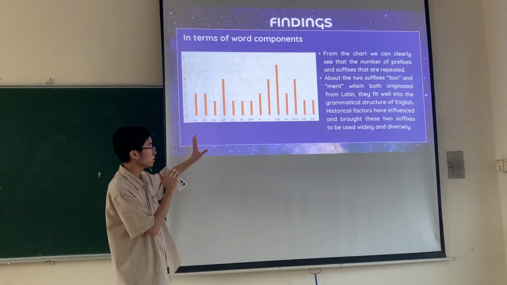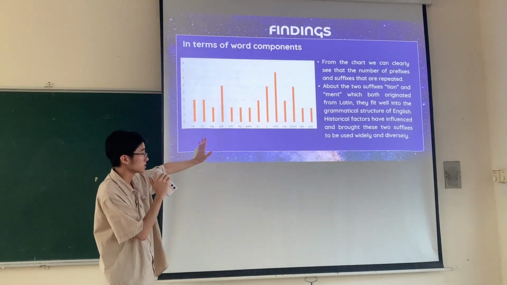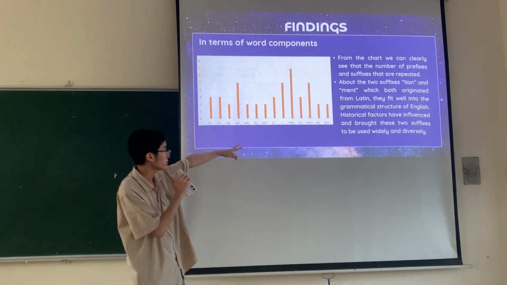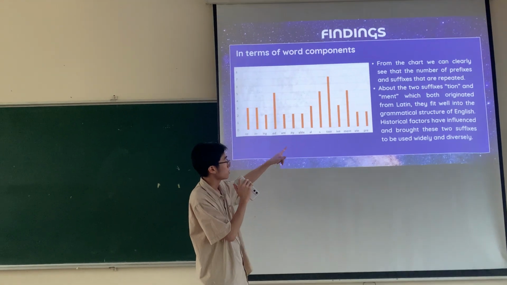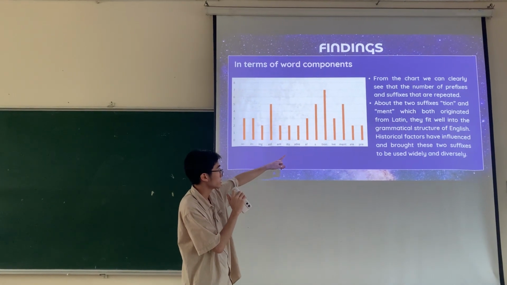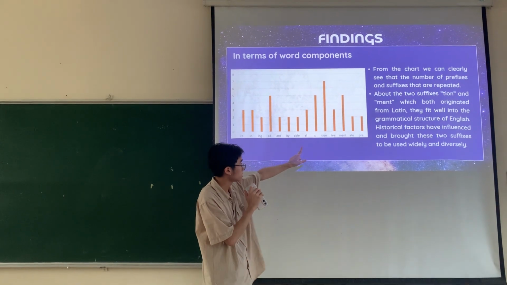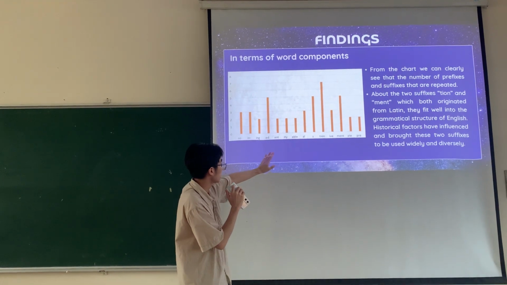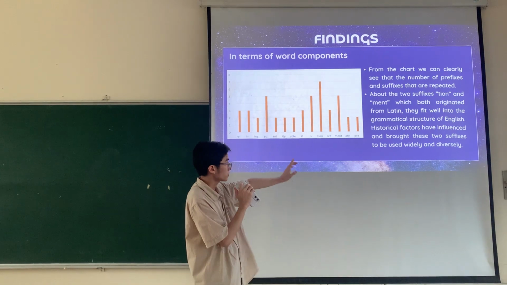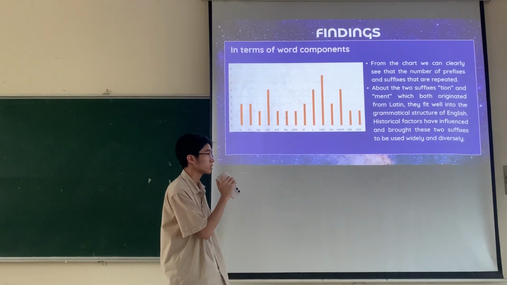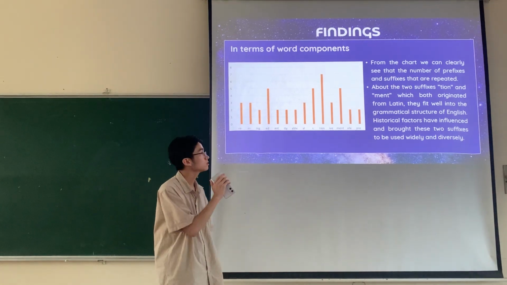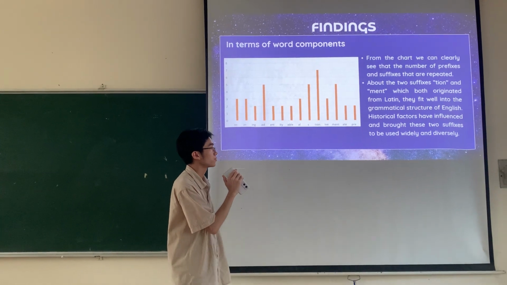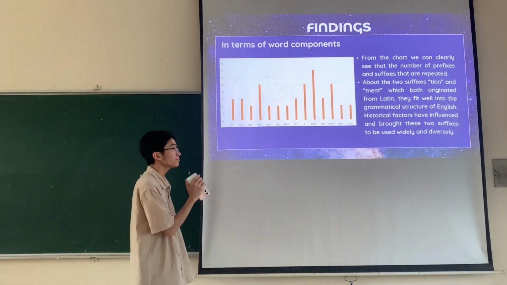Next is about the two most common suffixes, sion and ment, both originating from Latin. They appear the most times in many words. We have sion 7 times and ment 5 times, and they fit well into the grammatical structure of English, with historical factors having an influence, and both of these suffixes are used widely and diversely.